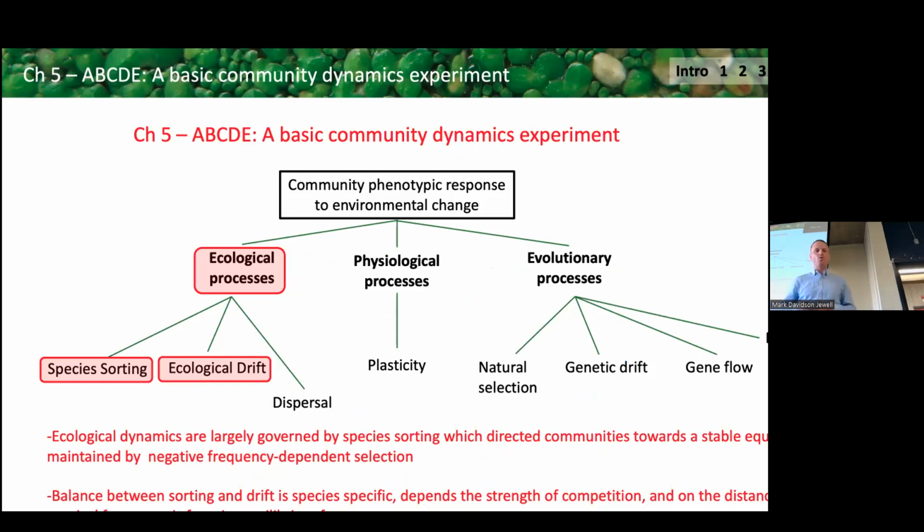In this chapter, we found that ecological dynamics are largely governed by species sorting, which directed communities towards a stable equilibrium maintained by negative frequency-dependent selection. But the balance between sorting and drift is species-specific. It depends on the strength of competition and on the distance a species' frequency is from its equilibrium frequency.